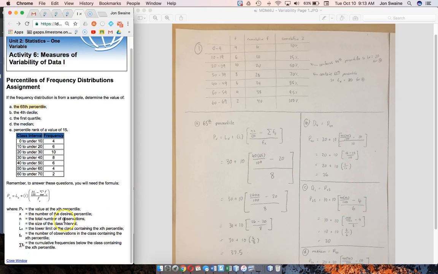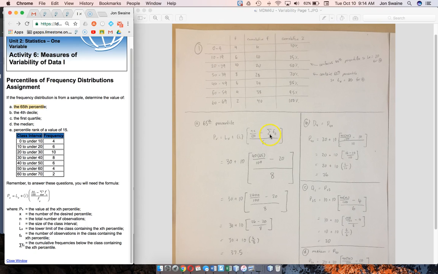N is the total number of observations. In other words, how many people have been sampled here? 40. So N is 40. X is the number of the desired percentile. That's an easy one. That's going to be 65 in our case, right here, and then over 100. 100 is just a number. So far, so good. We need 2 more and we're okay.